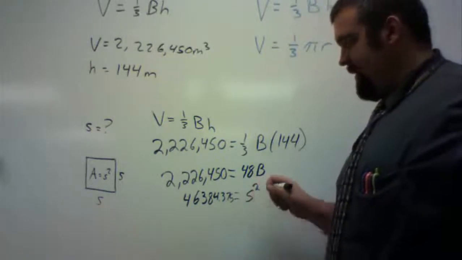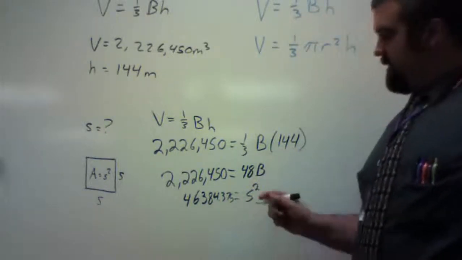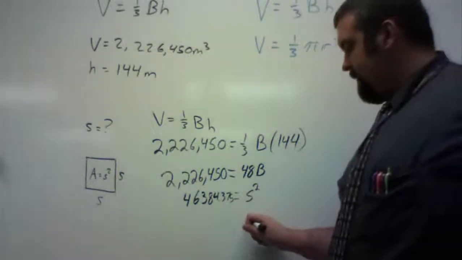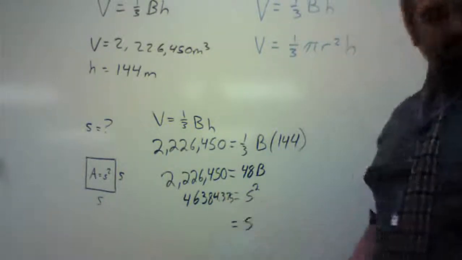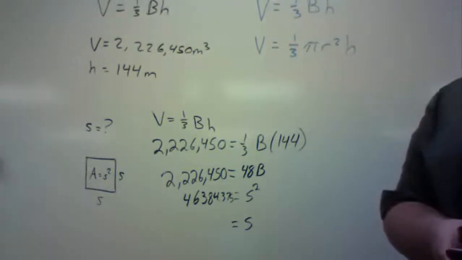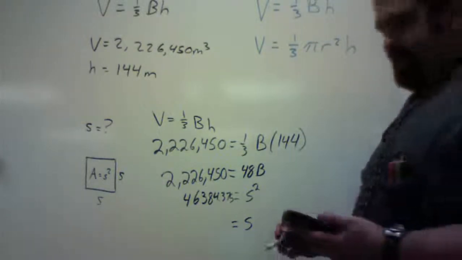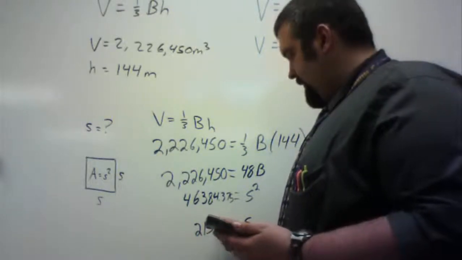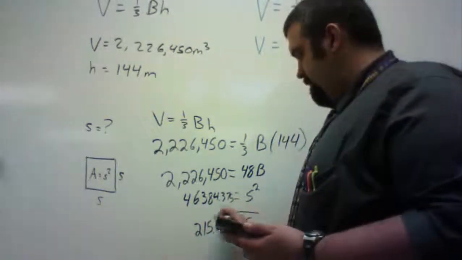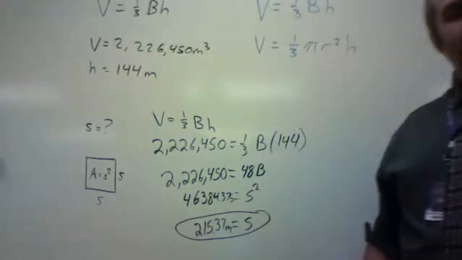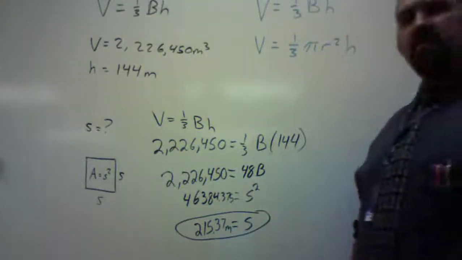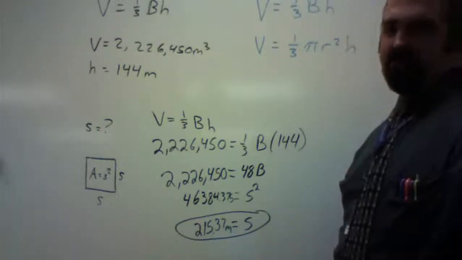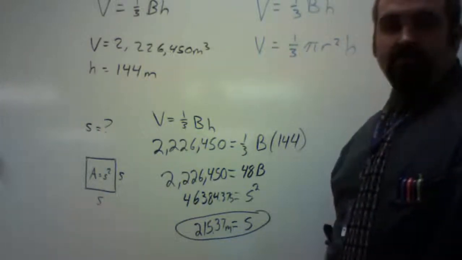But I know that the base area is really the side squared. So I'm looking for the individual side length. So I'm going to replace capital B with side squared, and I'm going to take the square root of both sides. So the square root of that number ends up being something real close to 215.37 meters. That's about the length of two and maybe a half football fields. So a small distance. And there we go.